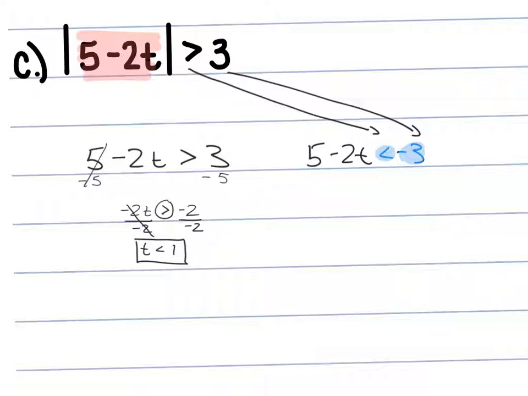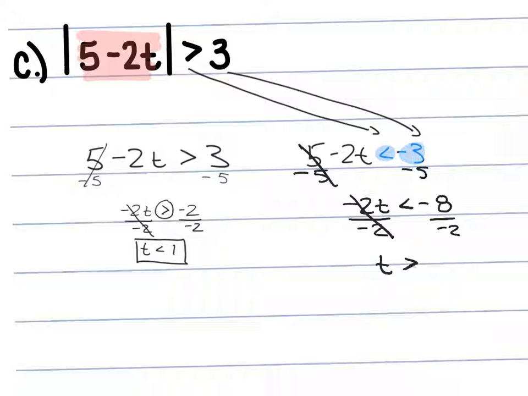Now let's go over here. On the right-hand side, what am I going to do? Subtract 5. And we get negative 2t is less than negative 8. From there, divide by negative 2. t is greater than, because we divided by a negative 2. So t is greater than what? 4. A negative divided by a negative is a positive.